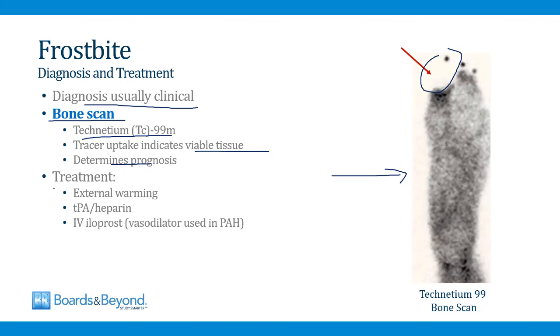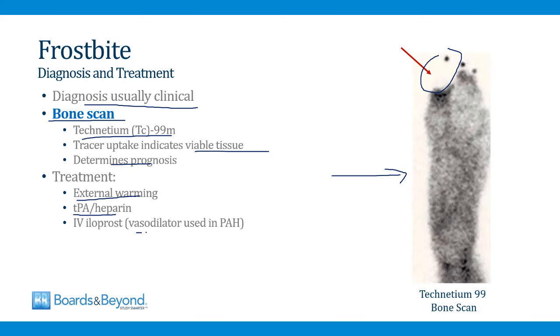Besides amputation, other treatments for frostbite are external warming. Tissue plasminogen activator or heparin can be administered because there are often blood clots that form in the cold extremities, so these drugs will break down those blood clots and cause blood flow to be restored.